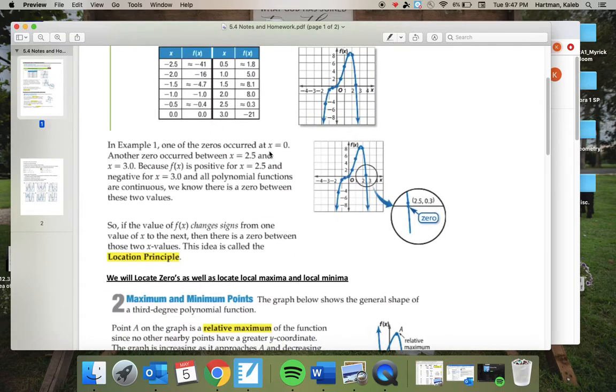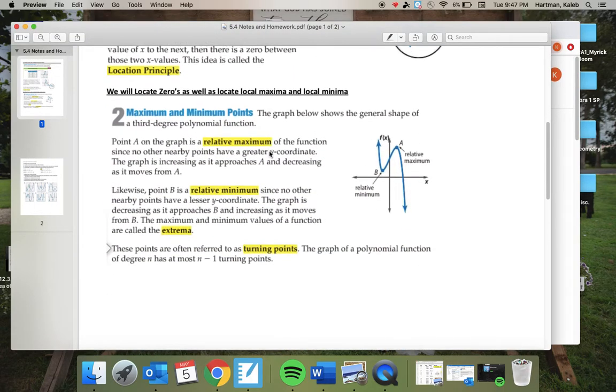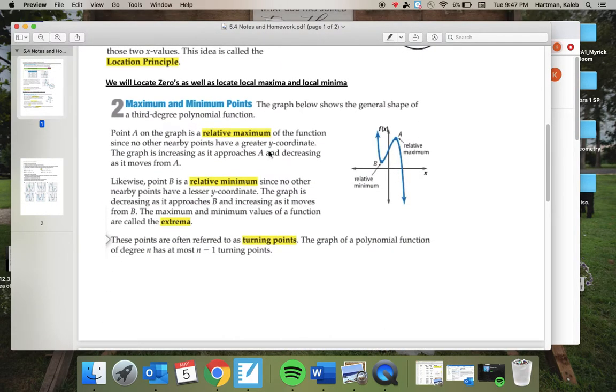Not terribly concerned about this first part of the notes, but part 2 here, we're going to be looking at polynomials. We're going to have graphs in front of us, and we're going to be looking for zeros. We're going to locate zeros, x-intercepts, as we learned yesterday, and we're going to be looking for local maxima and minima, or sometimes we call those relative maximum and relative minimum.